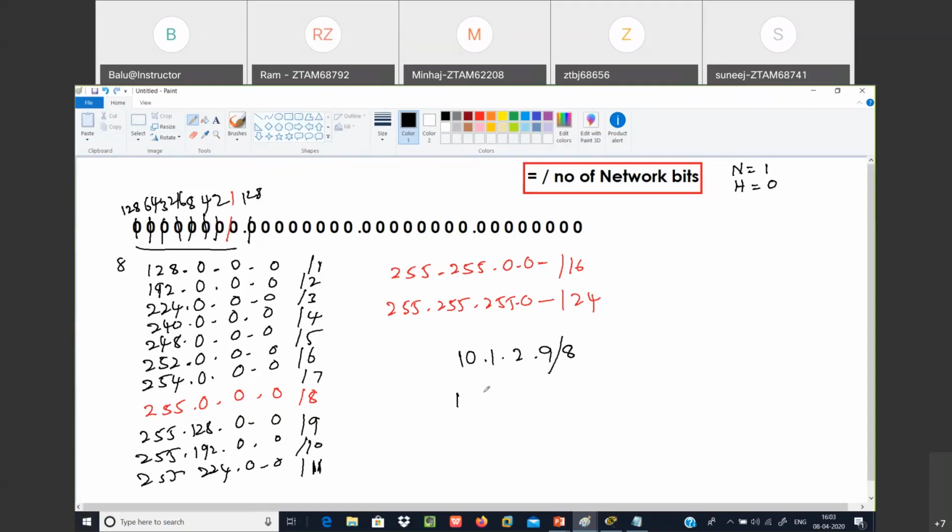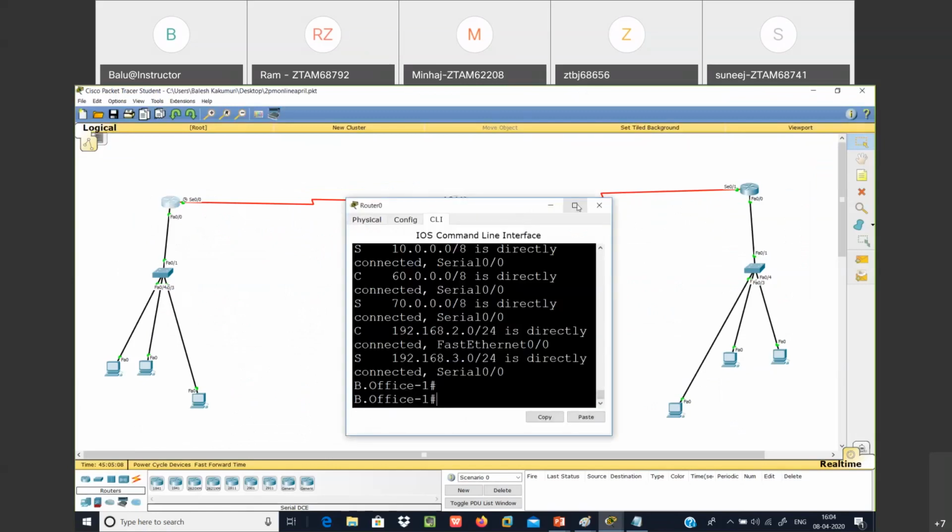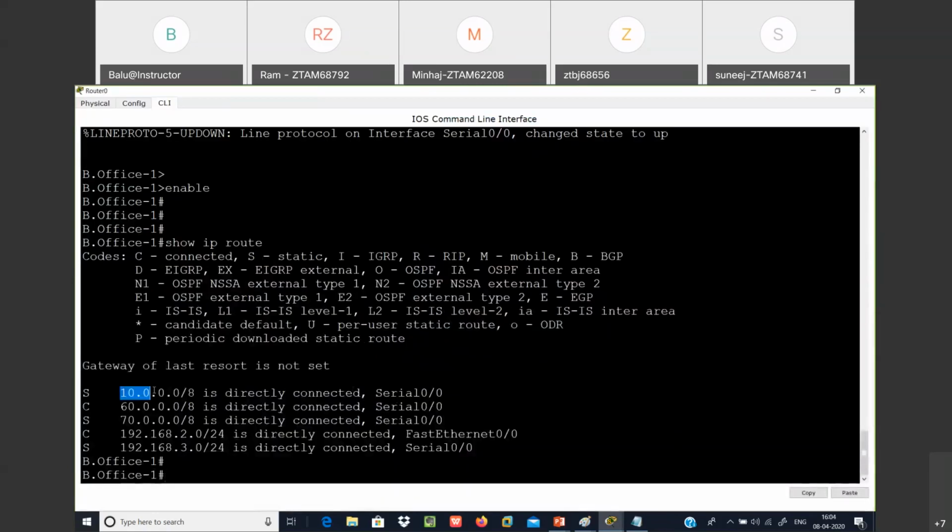Another example: 172.16.1.1. Now tell me the slash notation of the subnet mask here. 172.16 is class B, so /16. The same point is shown clearly in your routing table. If the IP address is 10.0.0.0/8, for all class A IP addresses it shows /8. For 192.168, the subnet mask is /24.